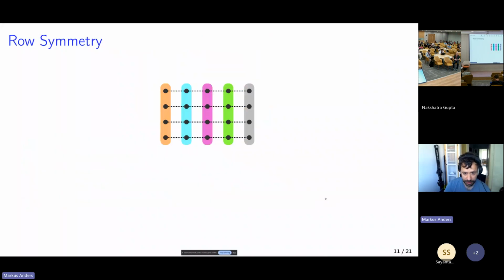Okay, let me get to the structures now. The first structure that I'm going to talk about is row symmetry. Now, one note on these illustrations here: these illustrations are not necessarily the graphs that we look at.